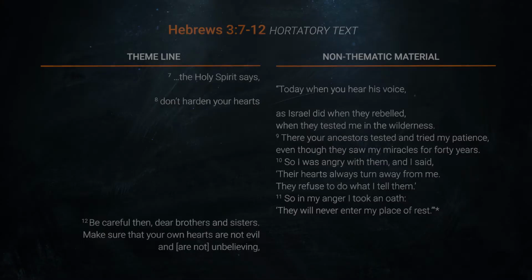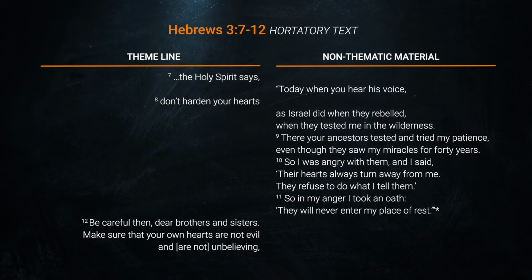Now we've been talking about non-thematic material just in narratives. Of course, every text has non-thematic material, but non-thematic material in other kinds of texts is not necessarily going to be the same as non-thematic material in a narrative text. Today, in hortatory discourse, for example, non-thematic material will likely be explanatory or perhaps even narrative in nature. Here's an example of a hortatory text from the book of Hebrews, chapter 13.